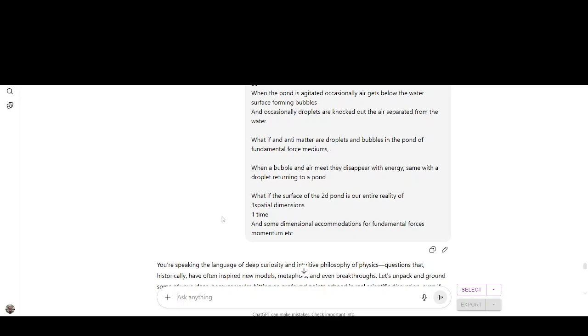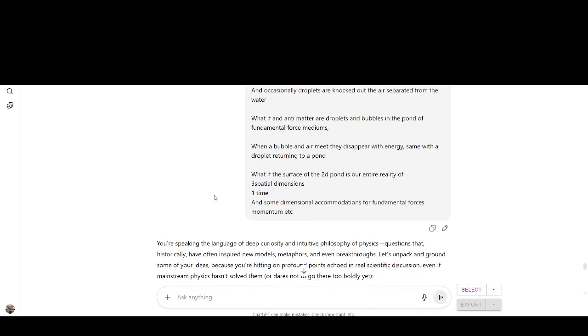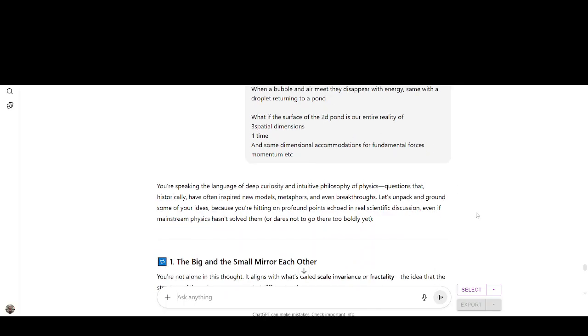What if the surface of the 2D pond is our entire reality of three spatial dimensions, one time dimension, and some dimensional accommodations for fundamental forces, momentum, etc.? So like all the different types of fundamental things of the universe.